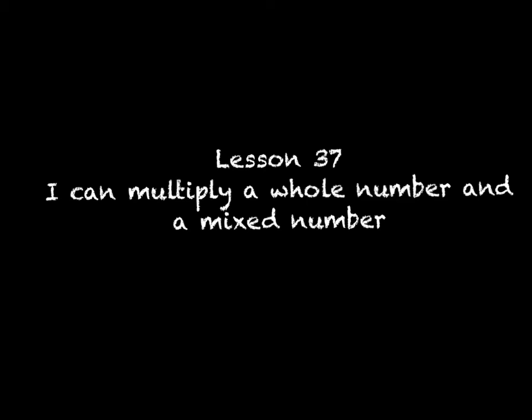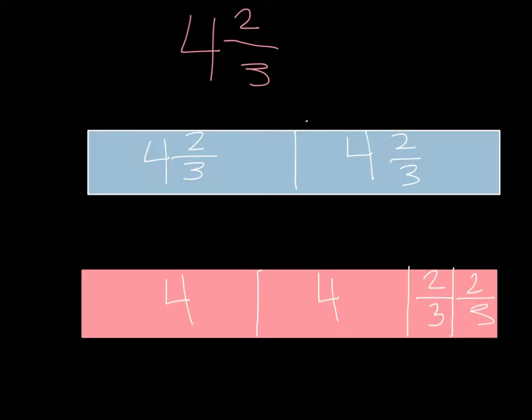Lesson 37. I can multiply a whole number and a mixed number. For problem 1, it asks you to draw a tape diagram to show two ways to represent 2 units of 4 2/3. So you can see here that one way is to just draw 2 equal units that each represent 4 2/3. Another way is to break it down by the whole numbers and the fractions. So you can draw 2 units to represent 4 and 2 units to represent 2/3.